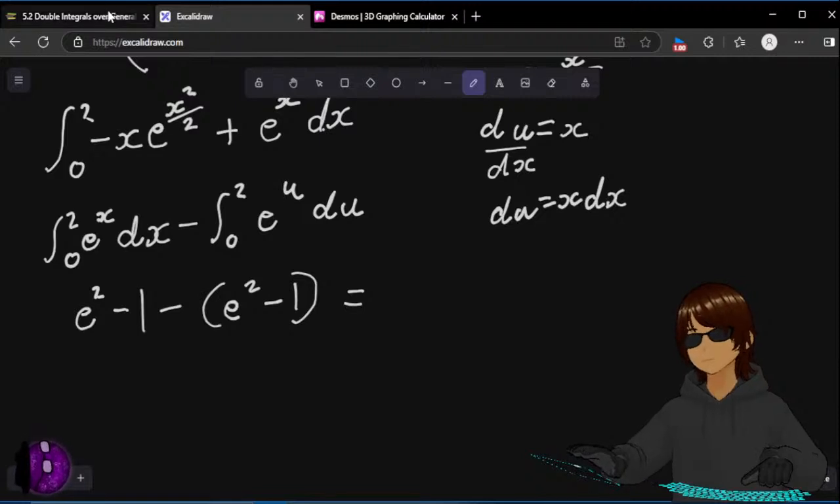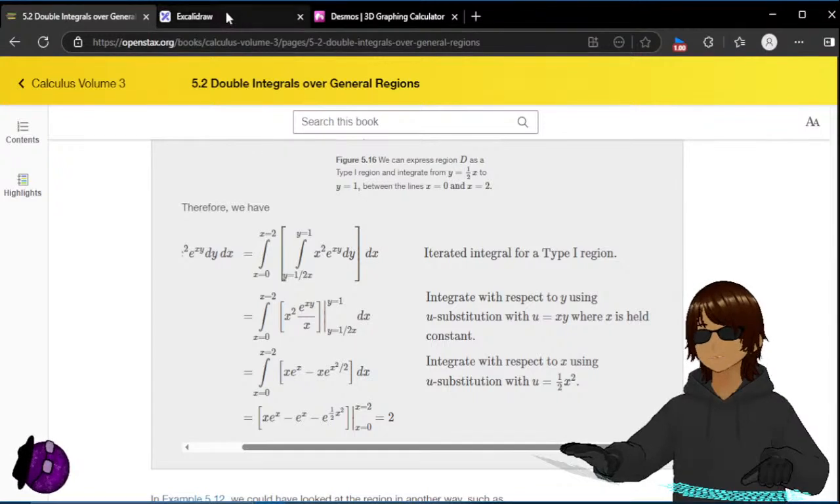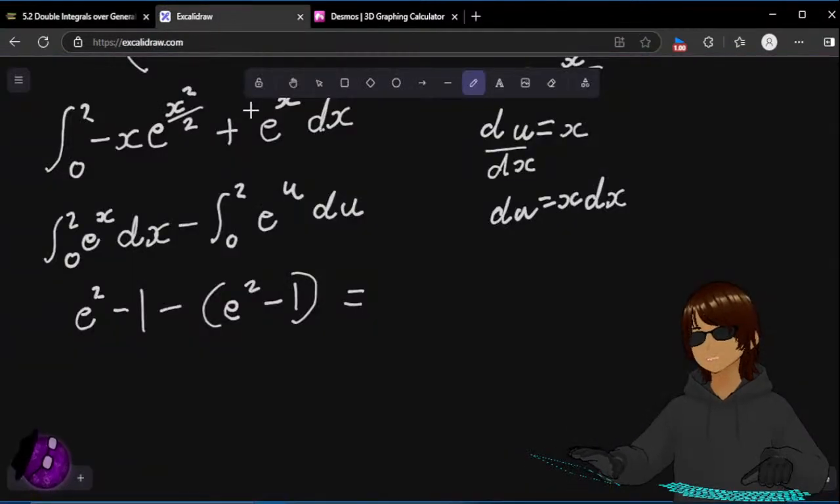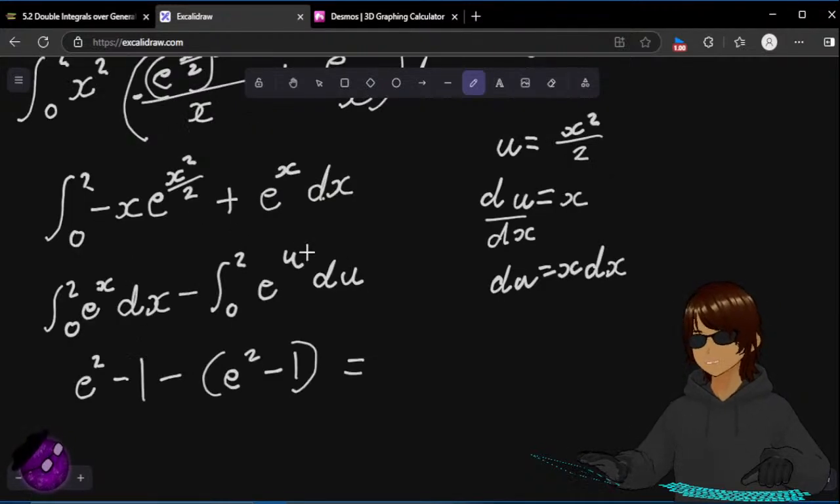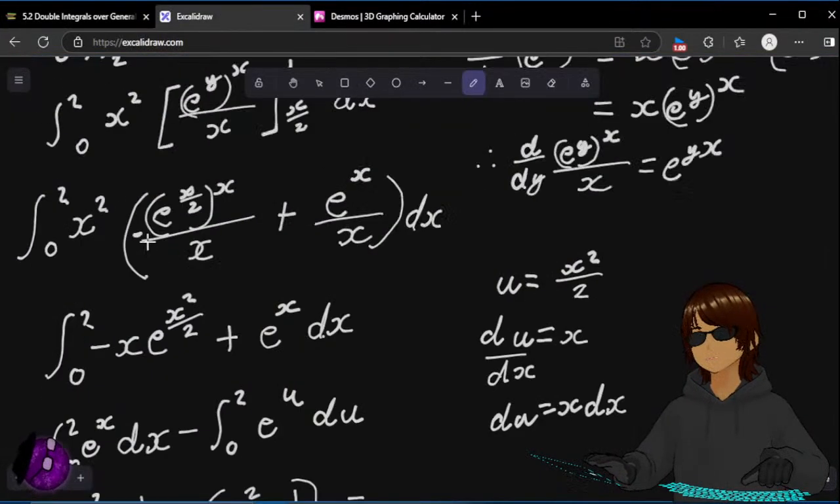Hold on. They got 2 over here. I'm getting 0. I mean, these two integrations are the same, so that's why I may be getting 0. It's the previous integration. How did they get x? Yeah, this is x e to the power of x.